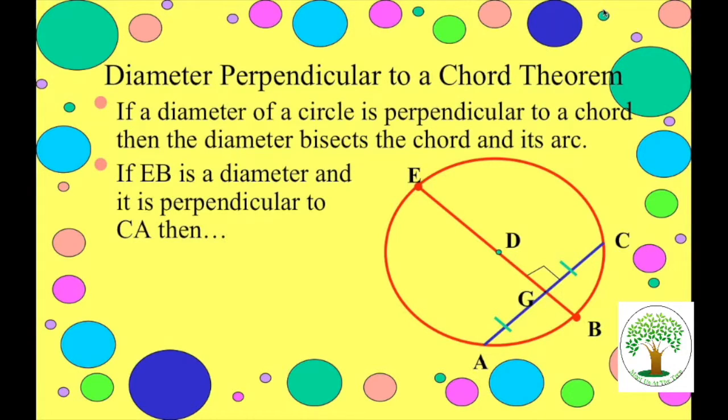All right, so if EB is the diameter and is perpendicular to CA, then what did we say was going to happen? What statement would I put here, you think? Then the 2 parts are equal. Yes, and what would I name those parts, do you think?